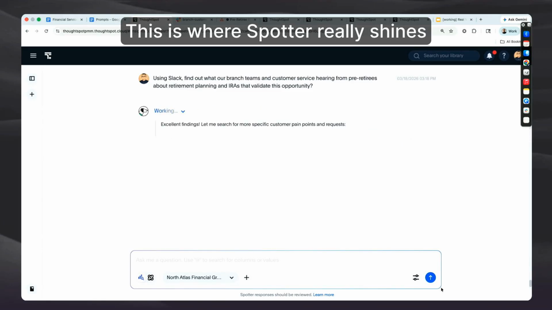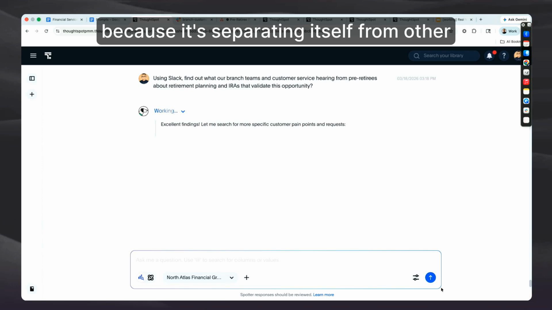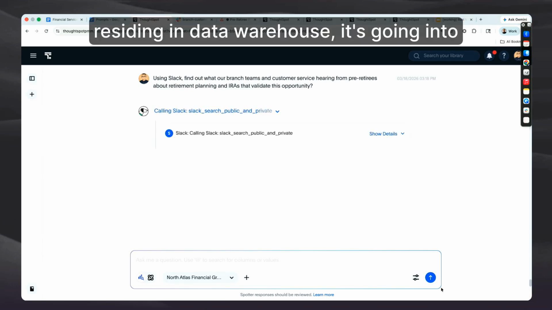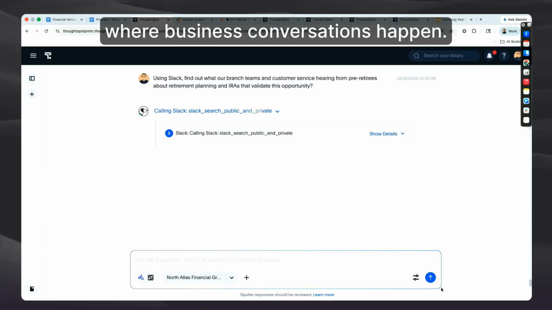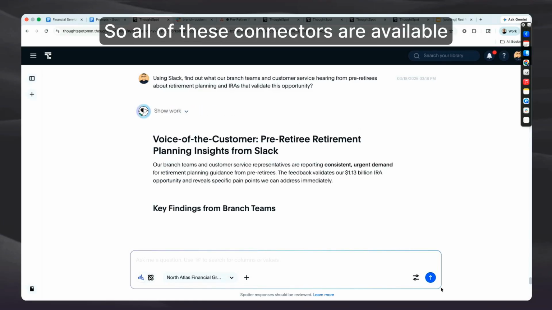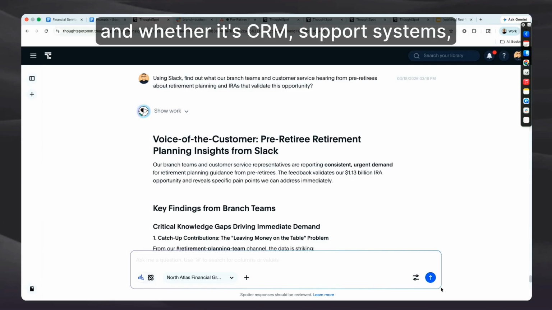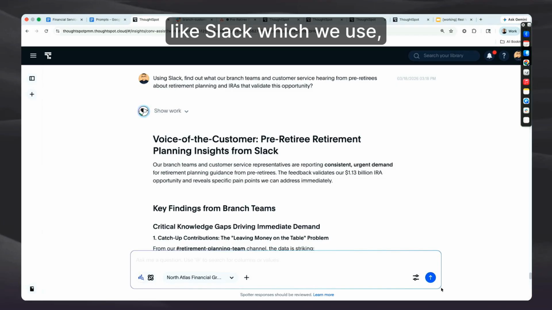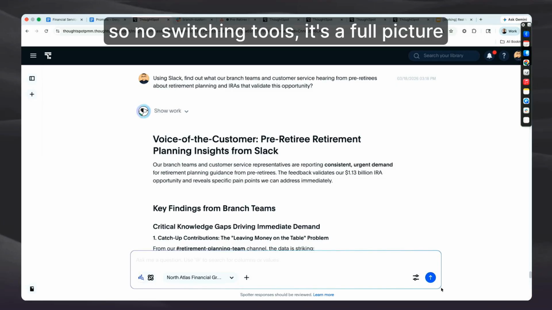This is where Spotter really shines, because it's separating itself from other AI tools. It's not just looking at where data is residing in the data warehouse. It's going into where business conversations happen. So all of these connectors are available, whether it's CRM, support systems, industry applications, collaboration tools like Slack, which we use. So no switching tools. It's a full picture.